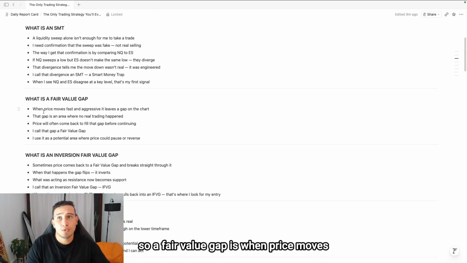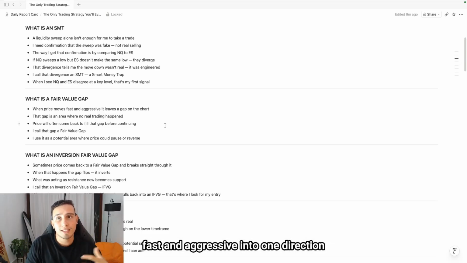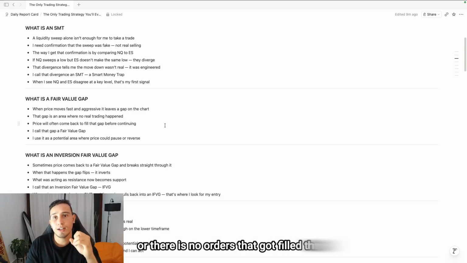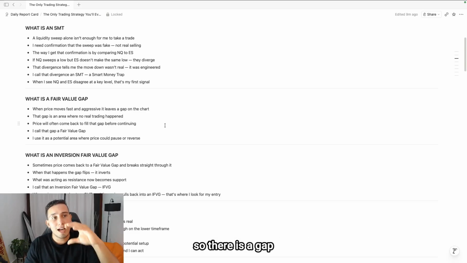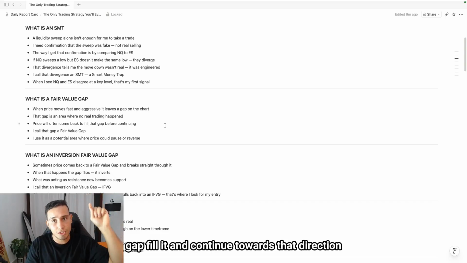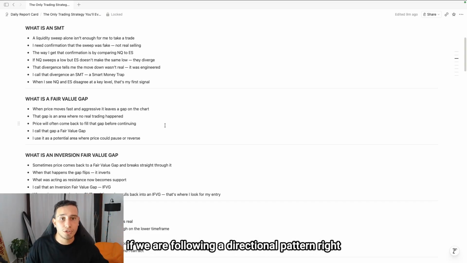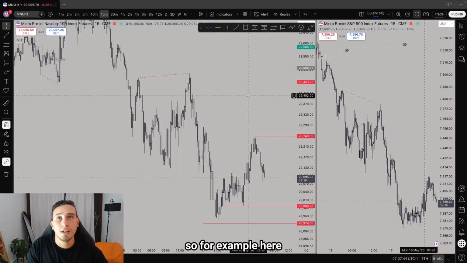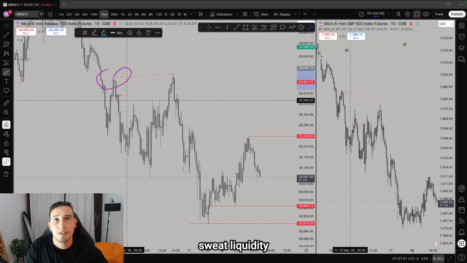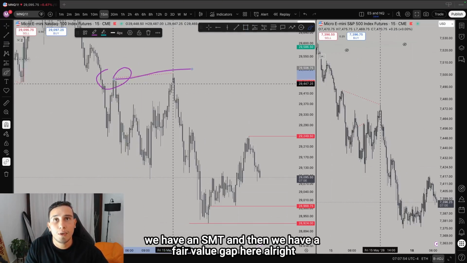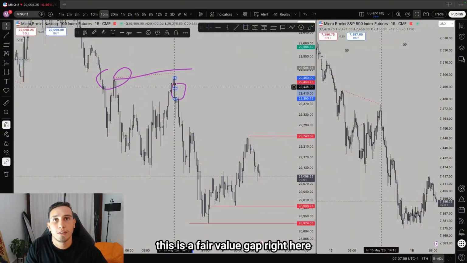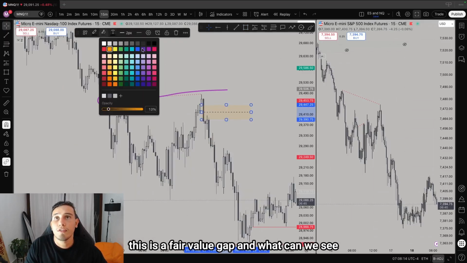A fair value gap is when price moves fast and aggressively in one direction. It leaves a gap of orders that didn't get filled, or there are no orders that got filled there. So price has a greater likelihood of going back to that gap, filling it, and continuing in that direction if we are following a directional pattern, right? For example, here we can see that price swept liquidity, we have an SMT, and then we have a fair value gap here. This is a fair value gap right here.